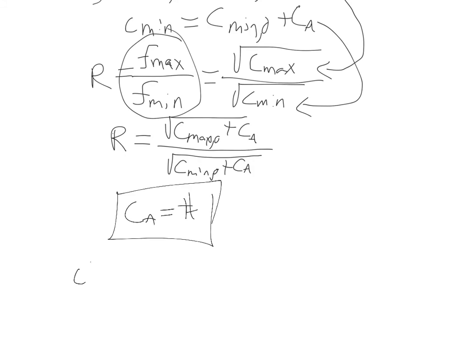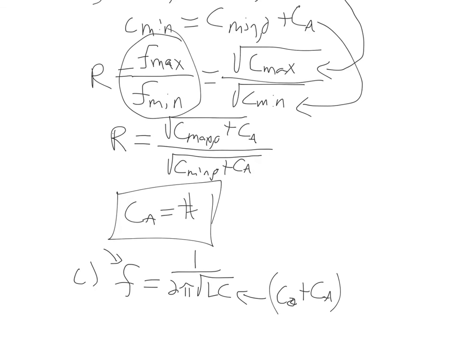And then lastly, in part C, you're asked to figure out the inductance of this circuit. That one should be pretty straightforward because, as we have used already, frequency is equal to 1 divided by 2 pi times the square root of L times C. So you choose one of the frequencies, either the max or min, and you choose the capacitance that gives you that frequency, either the min or max capacitance, now using CA. So again, this is going to be equal to C initial, whichever your C initial is, plus CA. But you just solve for the inductance.